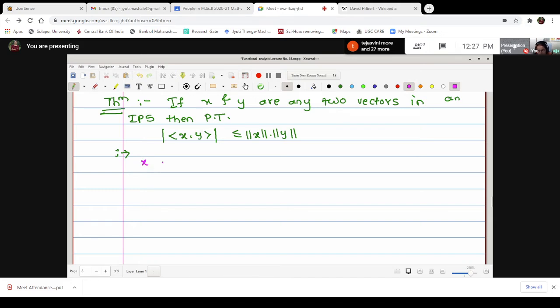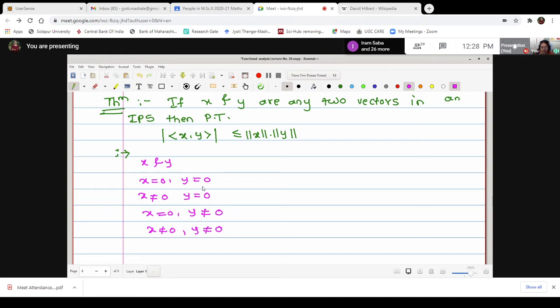But as we have two different vectors x and y, there should actually be four cases. The first case is x equal to 0, y equal to 0. Let the second case be x not equal to 0, y equal to 0. Let the third case be x equal to 0, y not equal to 0, and the last case we will discuss is x not equal to 0 and y not equal to 0.